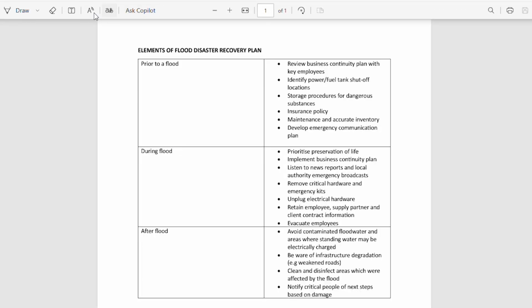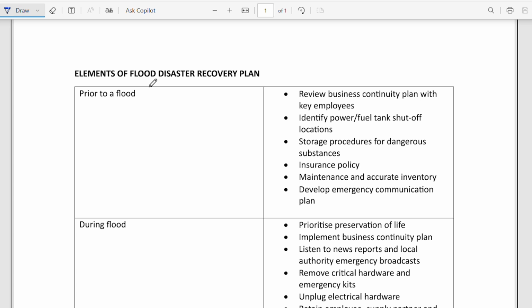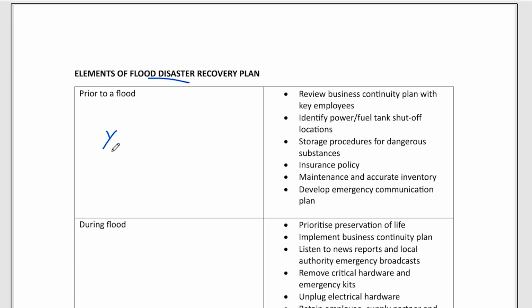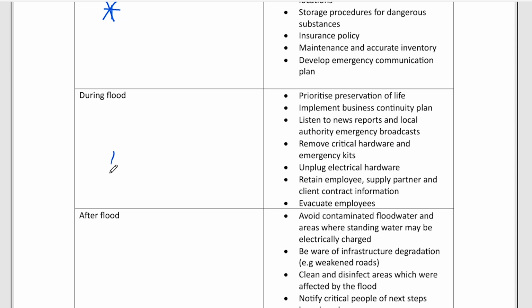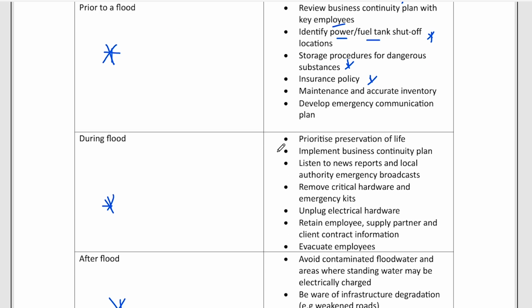In this case, you're going to assume that there is a flood. We're assuming that the disaster in question is, in fact, a flood. And there are three things here: prior to the flood, during the flood, and after the flood. So what do you do before the flood? Since it's part of the risk that you anticipate, you're going to review the business continuity plan with the key employees, and identify things like where power or fuel tanks are and how they're supposed to be shut off, storage procedures, insurance policies, and all that stuff.